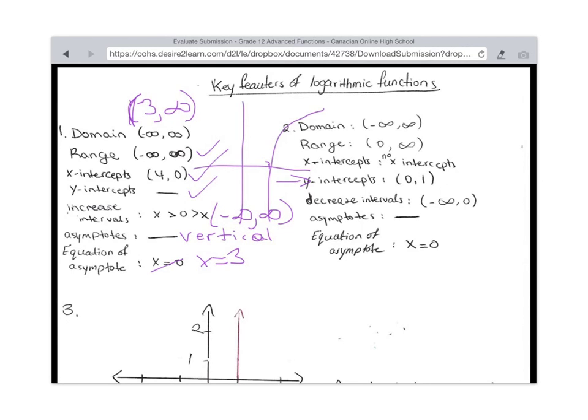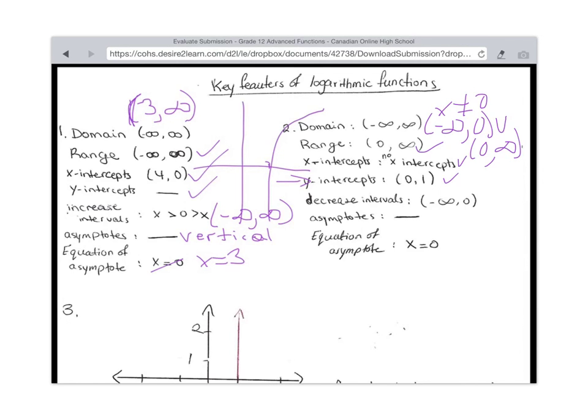For the second function, the domain is pretty much all of the real numbers for x, but we don't want x equals 0 in this case. And so what you need to do is show a union between two sets for the interval. It's from negative infinity up to 0, union 0 to positive infinity, and that's how you would show that. The range is, right, all positive numbers. There's no x-intercepts. The y-intercept is 0, 1.